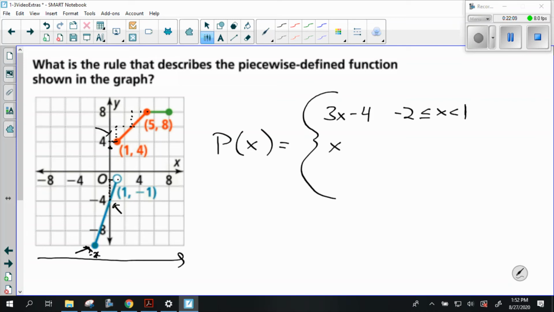So plus 3. And that is going to be defined from x equals 1, including 1, since the circle is filled in, all the way up to 4. Oops, I forgot my x here. All the way up to 4, and it looks like we're including that 4. All right.